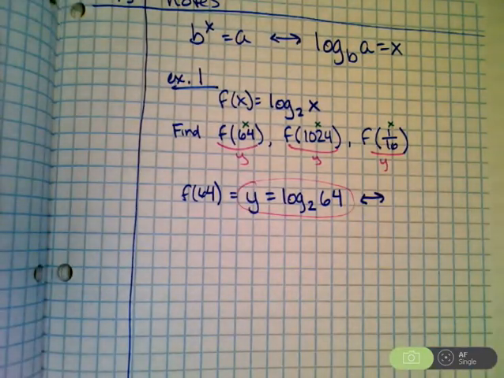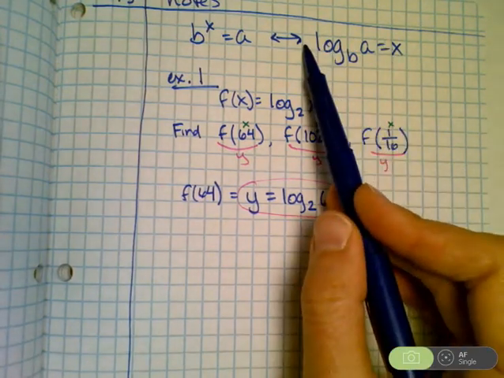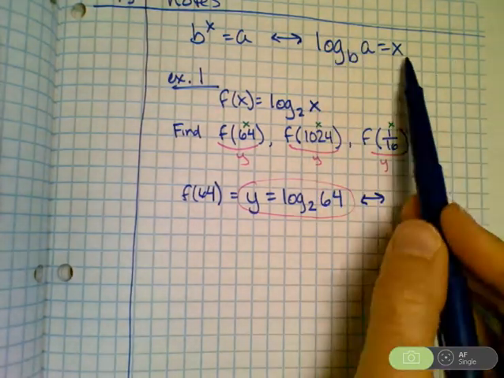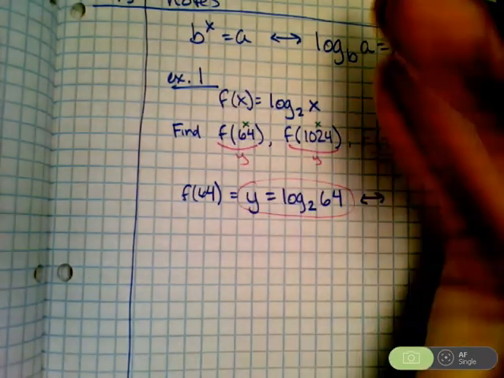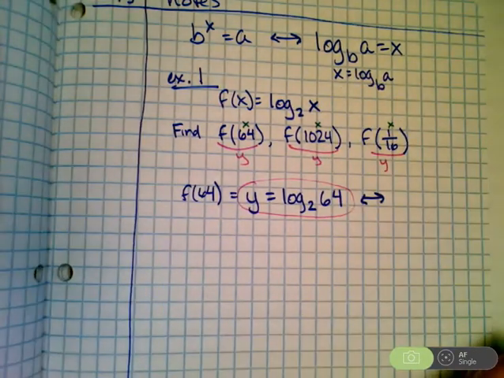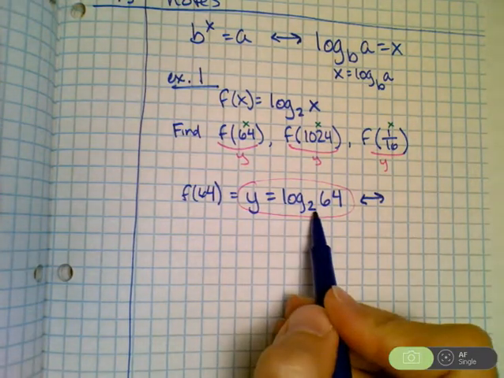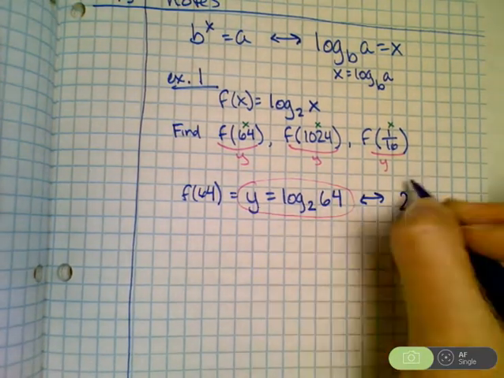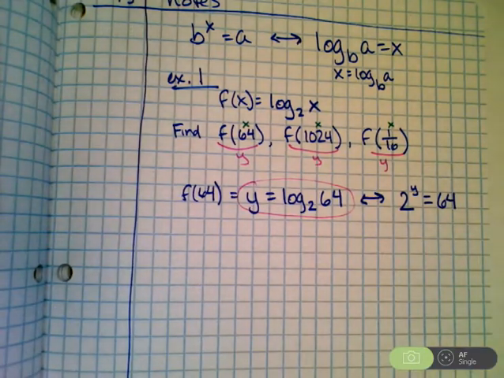This is our log form. Notice it's just like this, but with the number on the other side, right? The y is over here. So it does the same thing as this. We could even rewrite this just to make our lives easier, so it corresponds exactly to what we're looking at. The base is 2, the exponent is y, and the answer is 64.